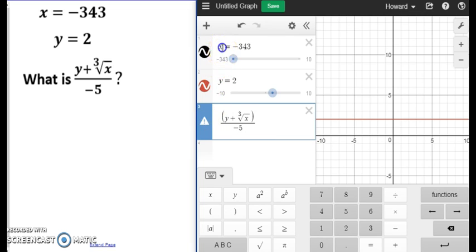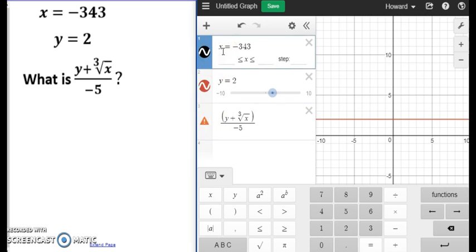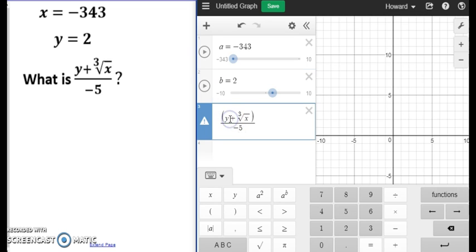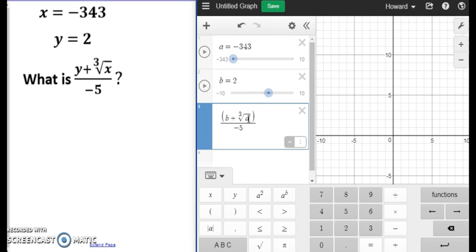So let's change these variables here to, and again, pick a and b. A and b seem to work just fine, so we'll do a, and we'll do this as b. So anywhere I saw a y, I'm going to change that to a b. Anywhere I saw an x, I'm going to change that to an a, and then boom, there's my answer.